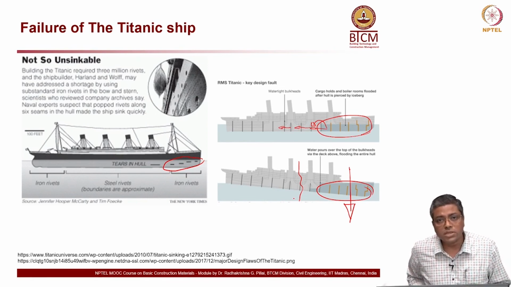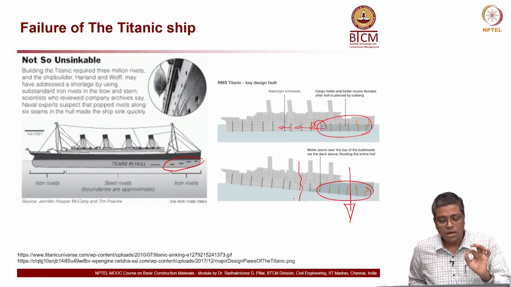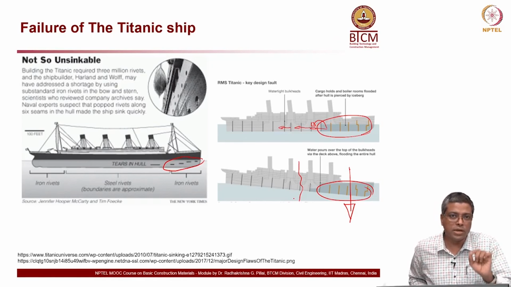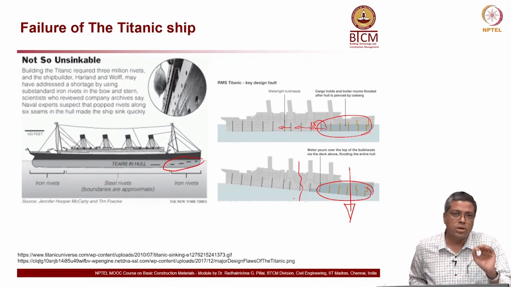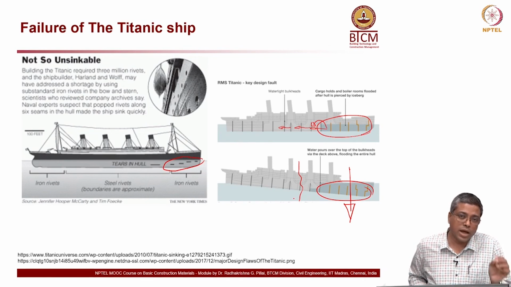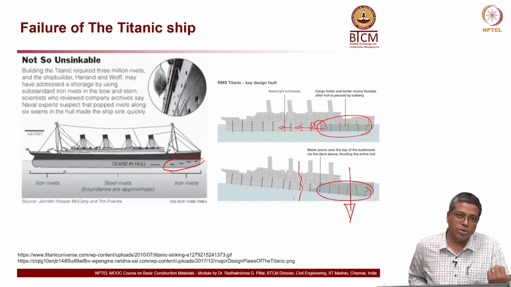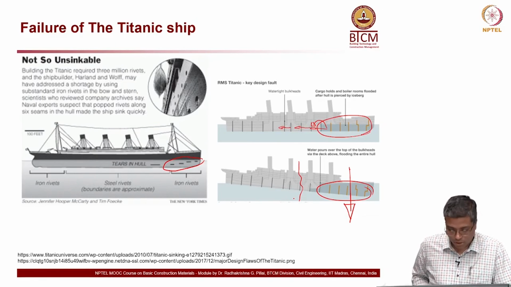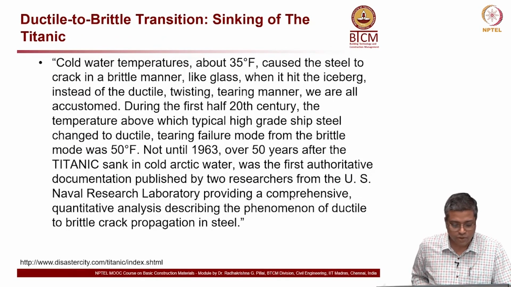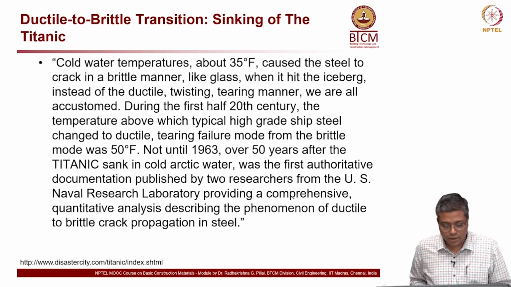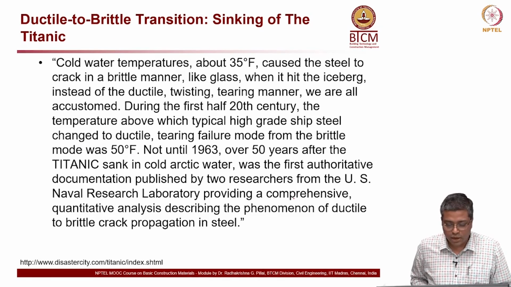Anyway, the point for this class is that the material which was used for rivets became more brittle when it went through the Atlantic Ocean, and near the iceberg the temperature was very low. So, the material which was ductile in Belfast where it was made, or during the construction time, became brittle during the service, as you sail through the ocean, cold water. Okay, that is what led to the failure. This is the story. You can read the story in more detail.